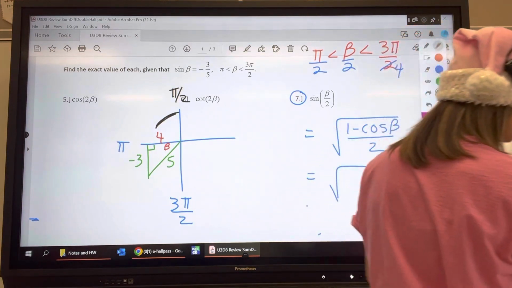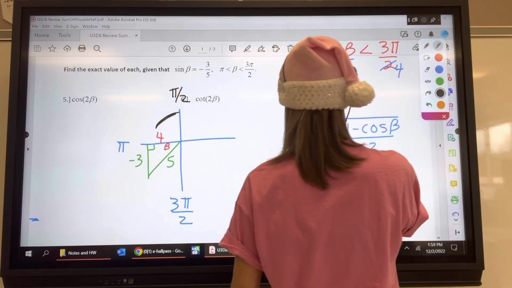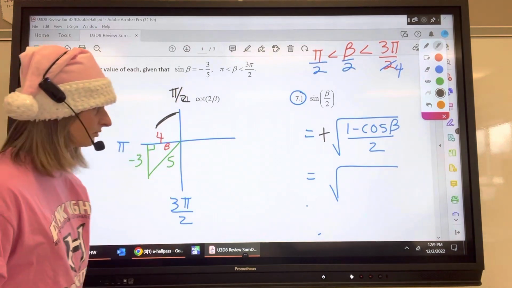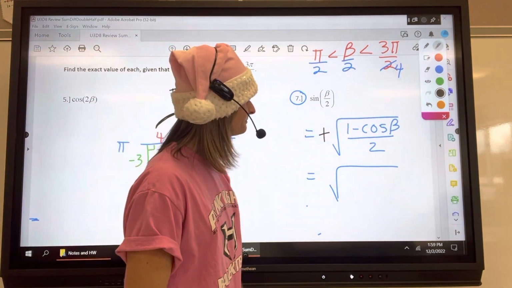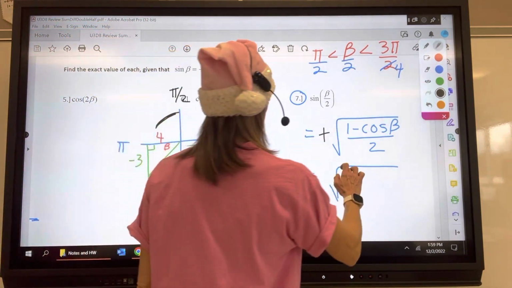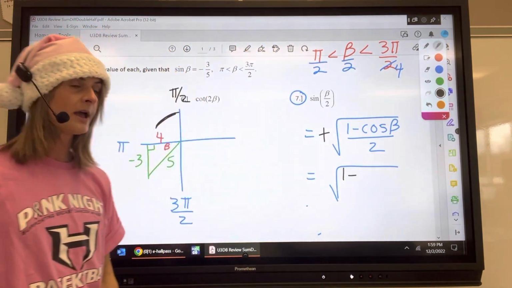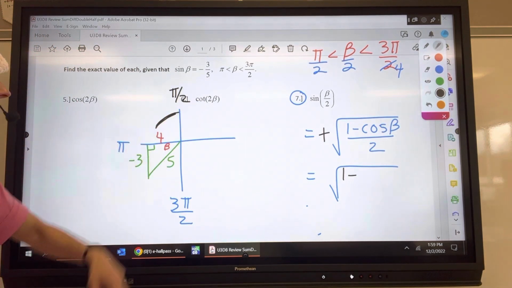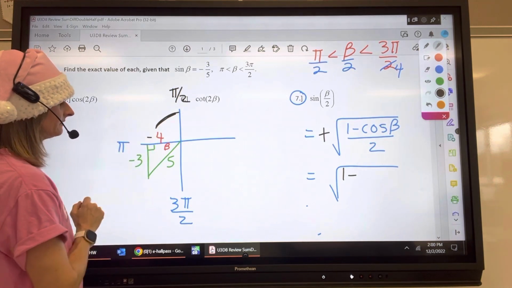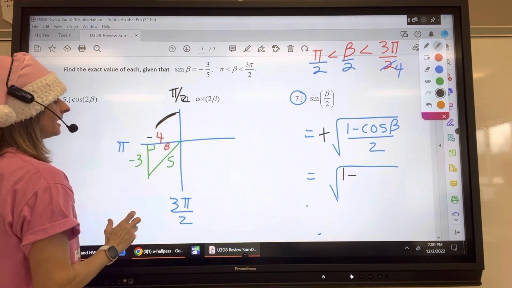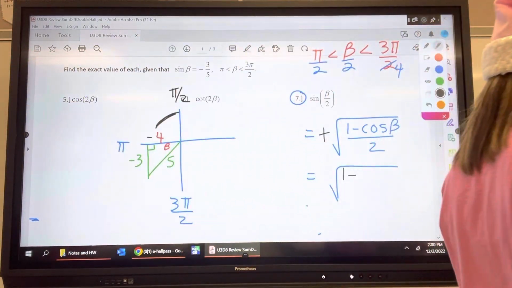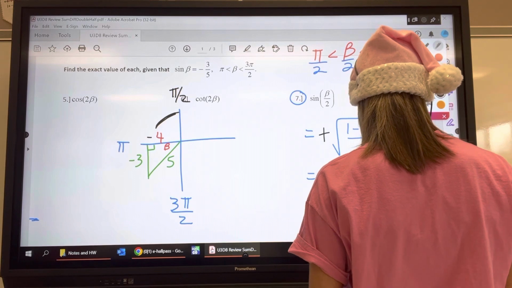Okay, so I'm not even going to put the plus because, well, okay, I'll put the plus. We don't usually put the plus. If it's a plus, we just don't write anything. So here's our formula: square root of 1 minus cosine of beta over 2. So let's go ahead and plug in the values. 1 minus, now we're going to use our triangle. Cosine is x over the hypotenuse or the radius, and this is negative, right? I forgot about the negative there. So that's -4/5. I think I forgot the negative. No, I didn't.